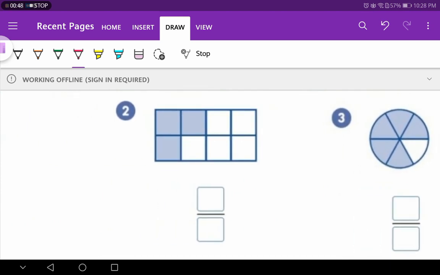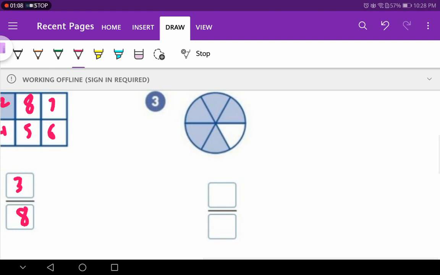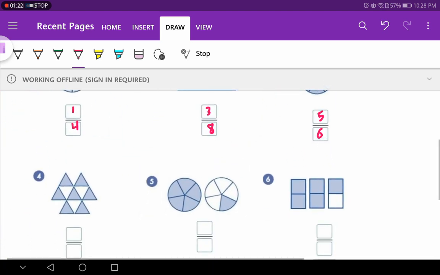Okay, my dear student, let's move here. Again, he asked me to write the fraction of the shaded part. 1, 2, 3 shaded parts, and the whole is 4, 5, 6, 7, 8 parts. Let's move to number 3. 1, 2, 3, 4, 5 parts shaded, and 6 the whole parts. Okay, let us move to the next here.